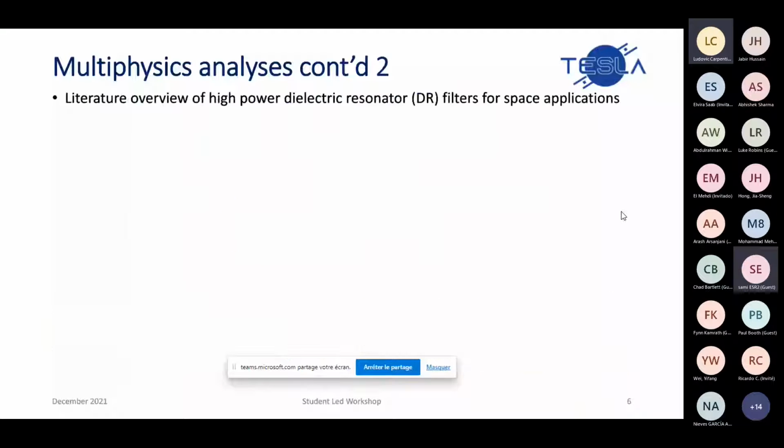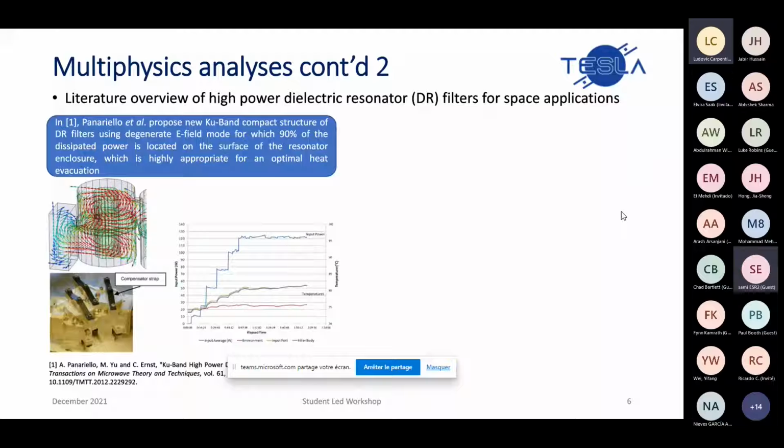Before discussing the analysis in detail, let's take a quick look at how the literature handled this kind of problem, how it addressed the power handling problems from a multiphysics point of view, and what solutions and problems were encountered.